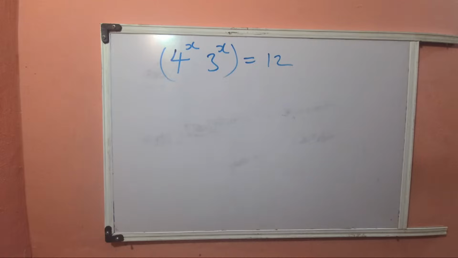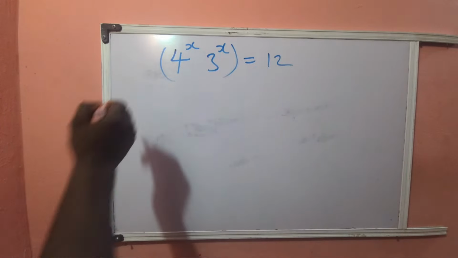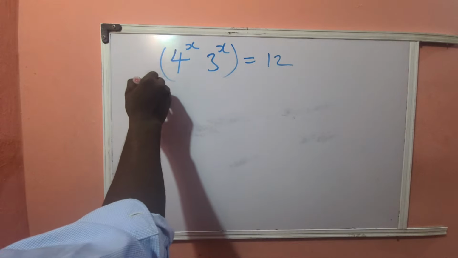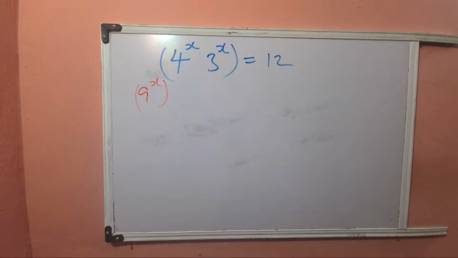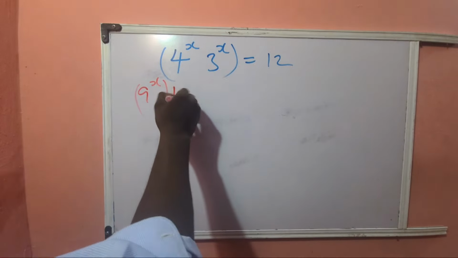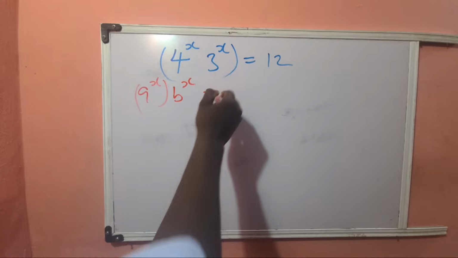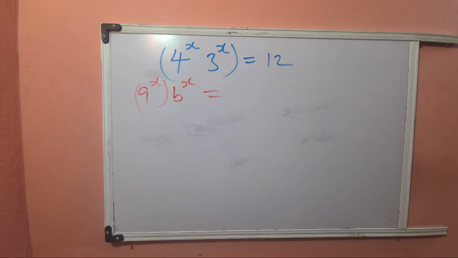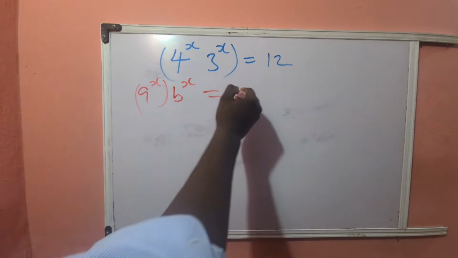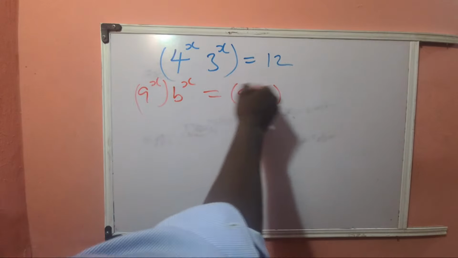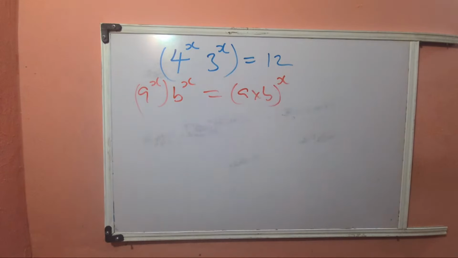So how do you solve this? Very simple. I don't expect anybody not to know this. Of course, the very first thing you do is use the law of indices that says when you have the same power, when you have a raised to power x multiplied by b raised to power x, by the law of indices, you are permitted to say a times b raised to power x.